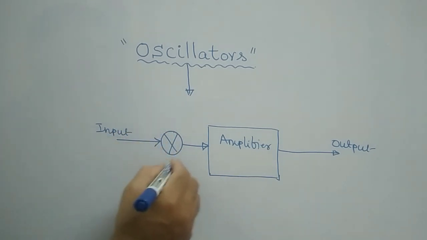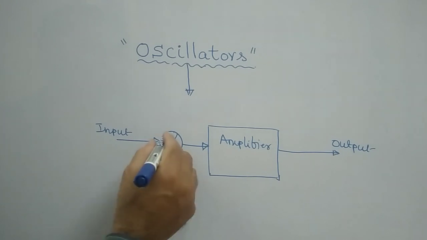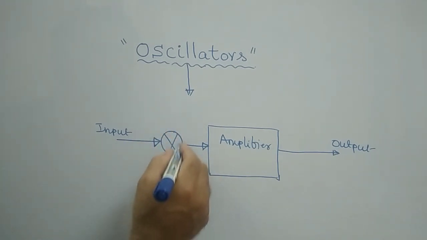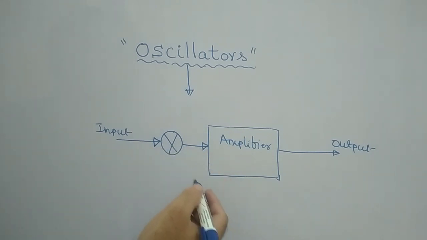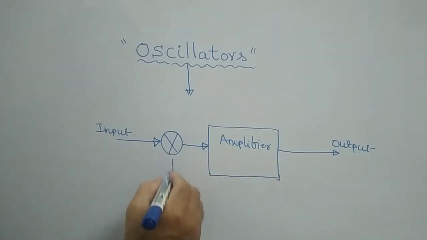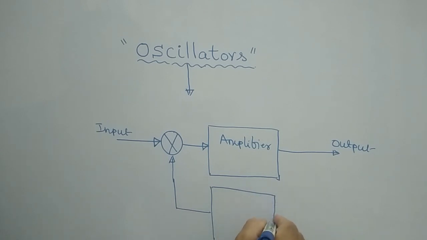This is the summing point, or otherwise you can say it is a comparator also. Sometimes it is called a comparator. It compares actually with what? Here there is a feedback network, as we have seen in our earlier presentations. This is my feedback network.